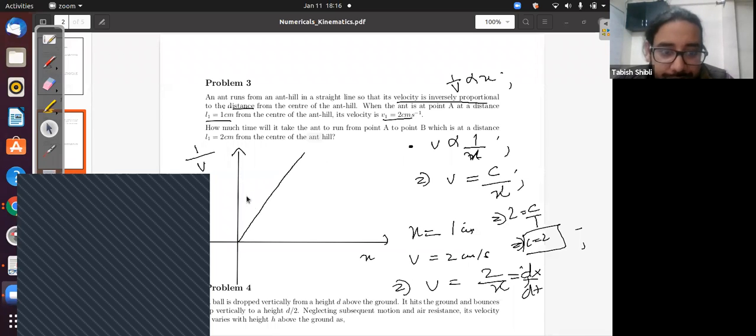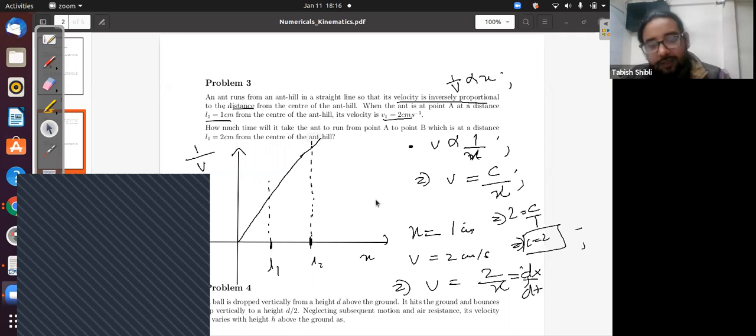Okay, so you are moving from L1 to L2. L1 is here and L2 is here, right? If you need to calculate the time, can you see from the graph? Can you directly read out what the time should be from the graph? The area of the graph. Yes, time will be nothing but the area under this curve, which will essentially be the area of this triangle plus this rectangle.